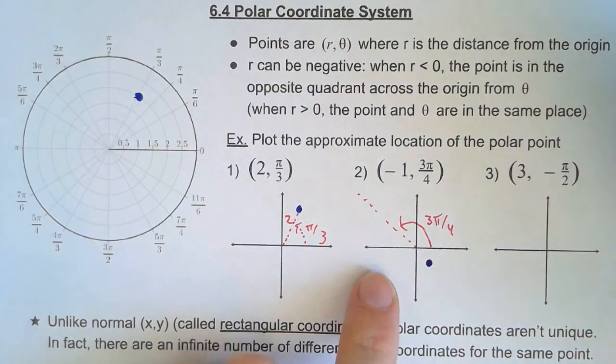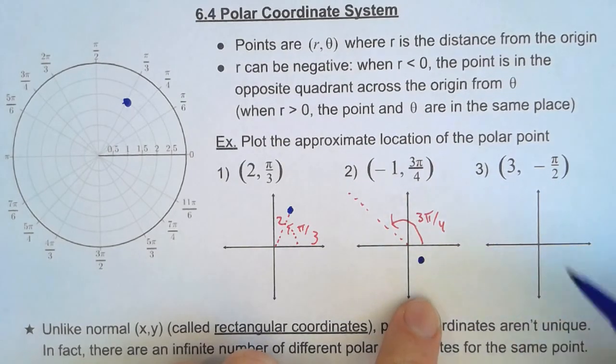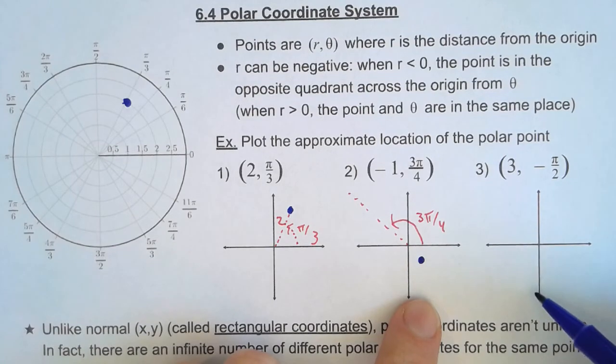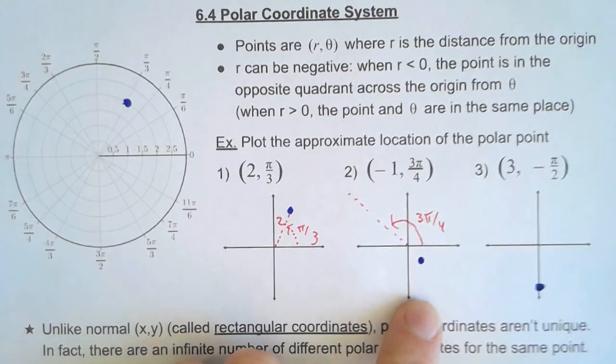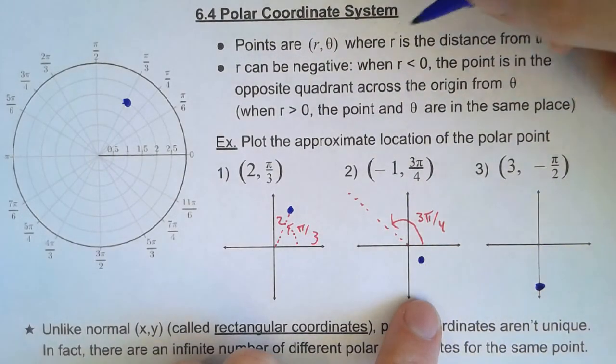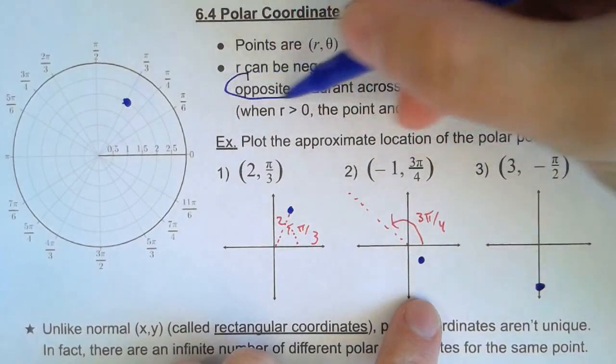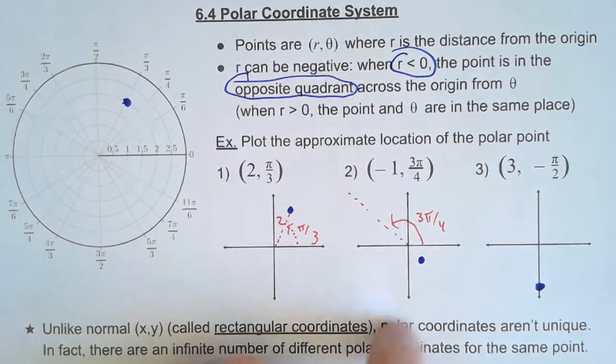If you have a negative angle, that's not going to be anything special. That'll work just like normal. For negative pi over 2, we just rotate backwards, and then go a distance of 3 from the origin. So we would be straight down, a distance of 3. It's just these negative r's that are special when you're in the opposite quadrant.